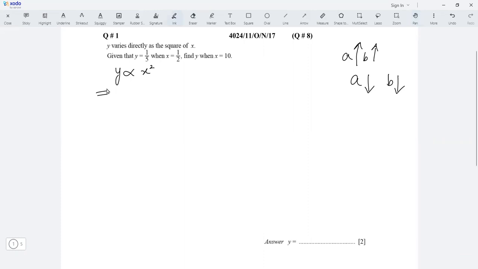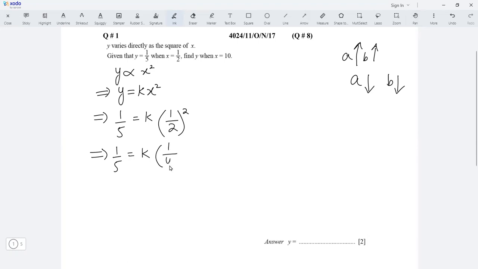In the next step, we have to remove that proportionality sign and put an equals to sign with a constant k and x squared. Through the first information, we can find the value of k. Given that y equals 1 by 5, replace y with 1 by 5, which equals k times (1 by 2) whole squared, because x squared means that if the value of x is 1 by 2, we square the complete value. So in the next step, 1 by 5 equals k times, square of 1 is 1, square of 2 is 4. Now we cross multiply.